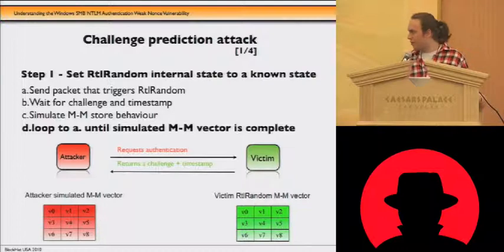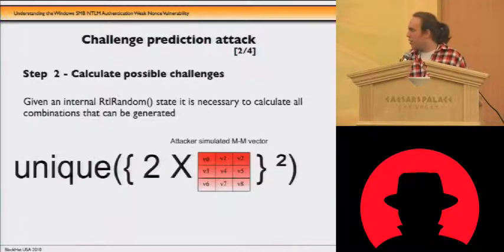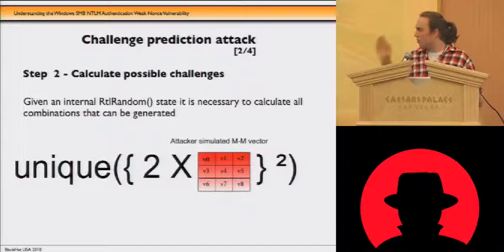So once we have that internal state, we can go to the next step, which is to calculate all the possible challenges that can be generated with that internal state. The simplest way is to get the combination of all those values, but we can also try to guess which values are going to be issued. Still, the simplest way is to combine all the values.